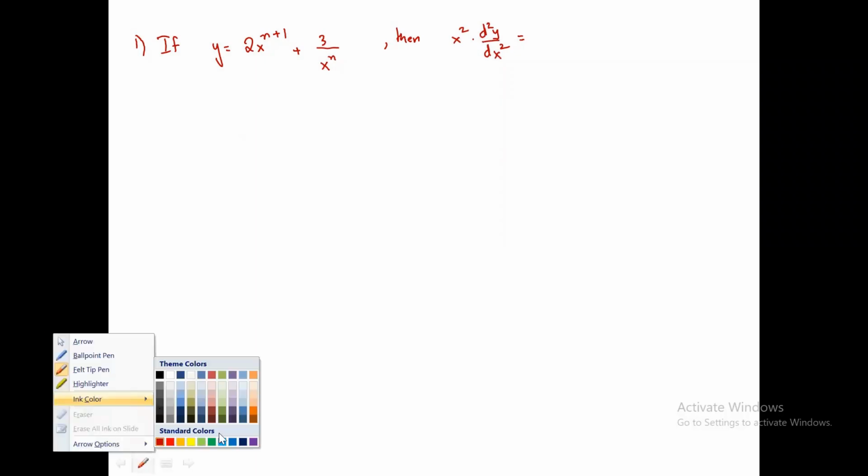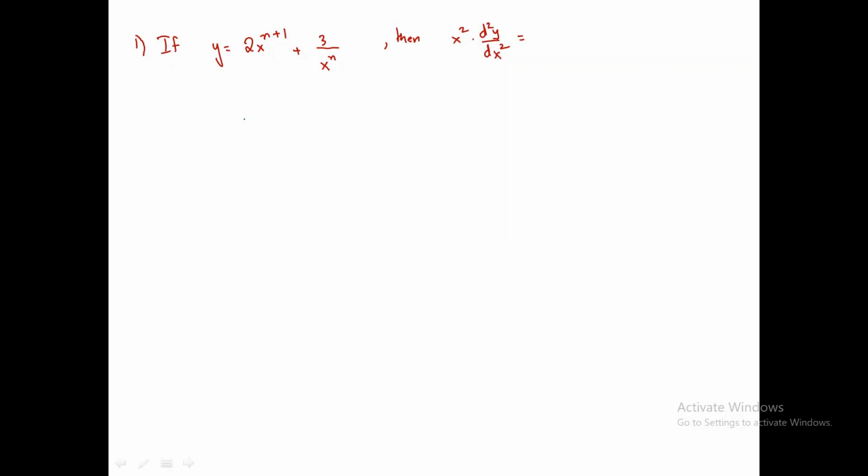So we will start with the first question. In the first question, it is given that if y is equal to 2 into x power n plus 1 plus 3 by x power n, then you are asked to find x square into d square y over dx square. For this, options are given. If options are necessary, I will write the options. Otherwise, we can start doing the problems and we can try to get one of the options. I'll tell you whether we got the options or not.